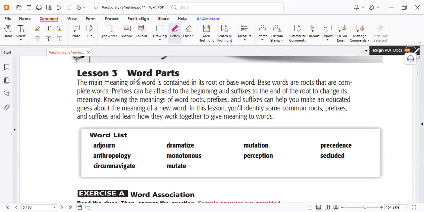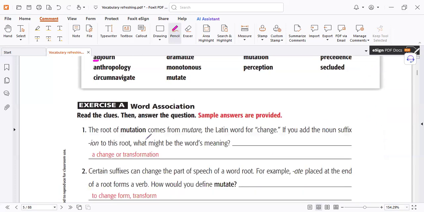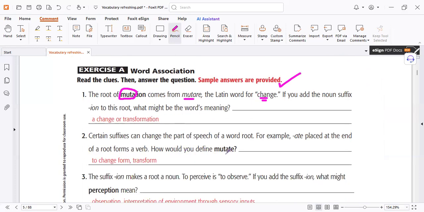Here, for example, the word add. Do you know what add means? We don't know, but here we have some notes that help you. For example, the root of mutation comes from muter, and muter means a change. So any word that has muter means we are talking about changes in form, changes in meaning, changes in chemicals, whatever it is. So this is a noun, this is a verb.